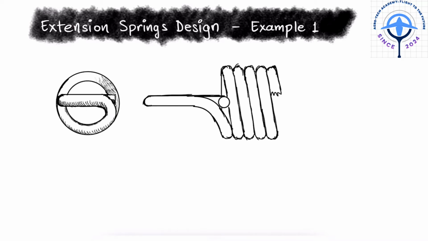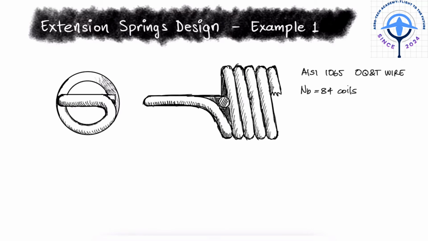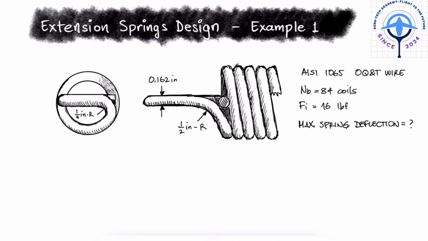This extension spring has full twisted loop ends and is made of AISI 1065 oil-tempered wire. The spring has 84 coils and is close wound with a preload of 16 pounds. What is the maximum allowable spring deflection? This is the first example for the extension springs design main video.